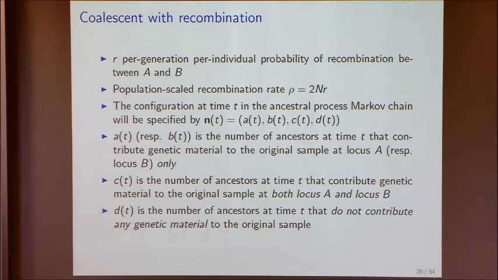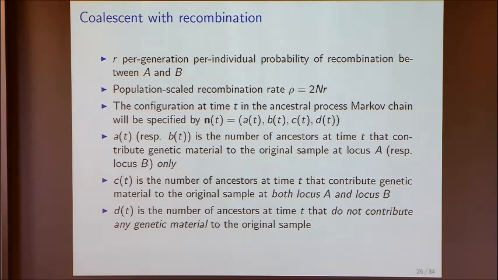And now the configuration that you give for your sample is specified by four numbers. So at time t, the ancestral process Markov chain has state given by this tuple. The first component of this tuple, A of t, is the number of ancestors at this time that contribute genetic material to the original sample that you sampled at time 0 at the left locus, at locus A. Similarly, B of t is the number of ancestors that contribute genetic material to the right locus in your sample.